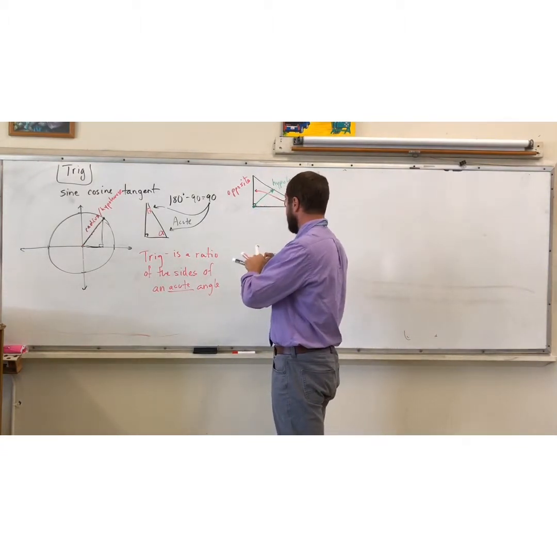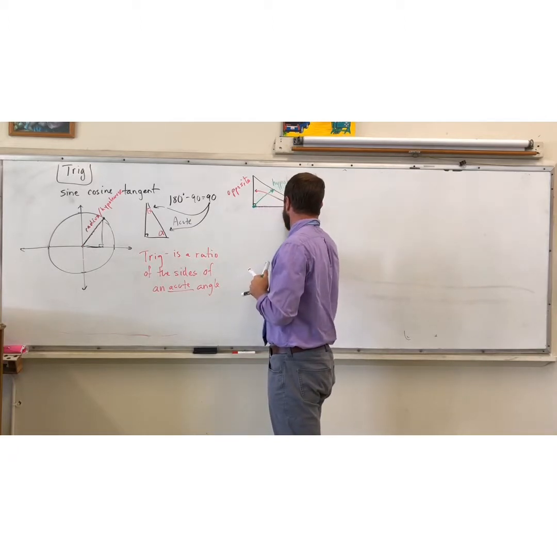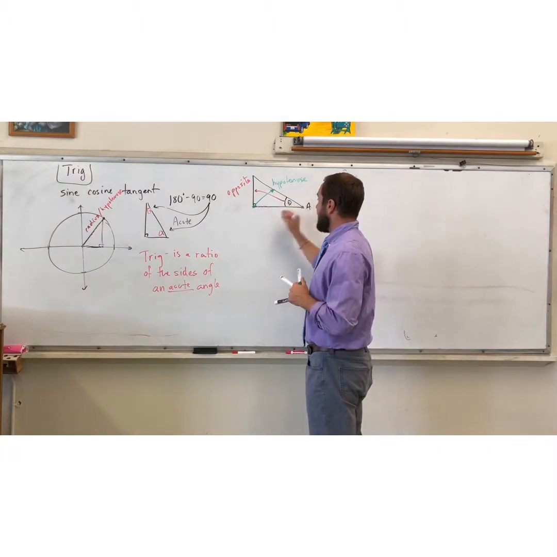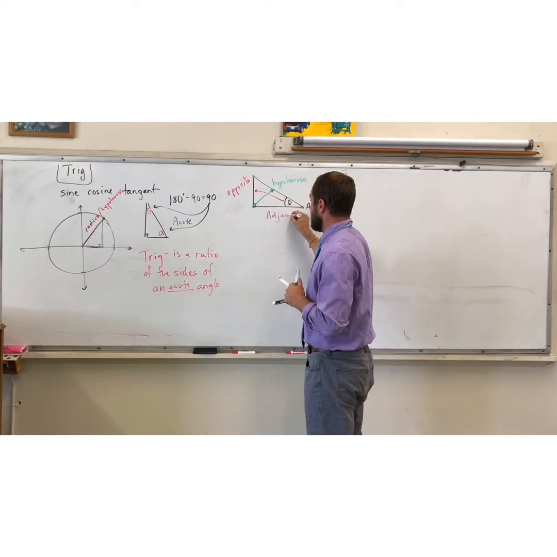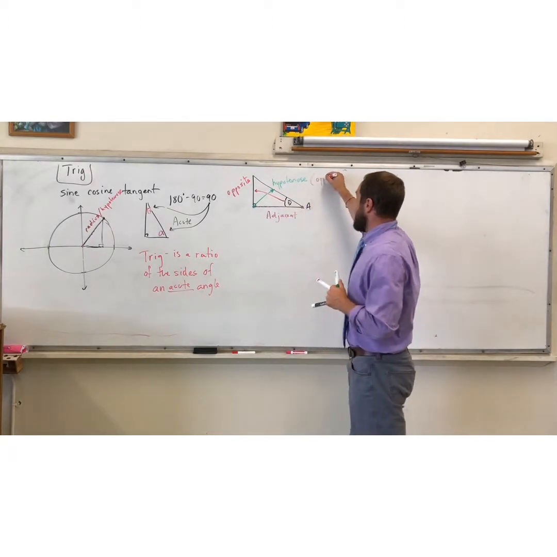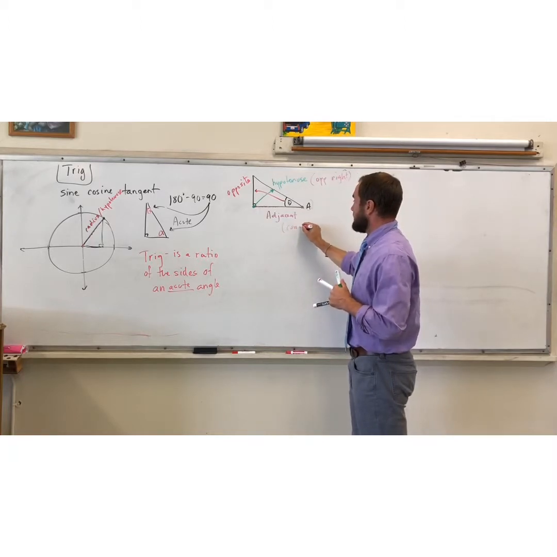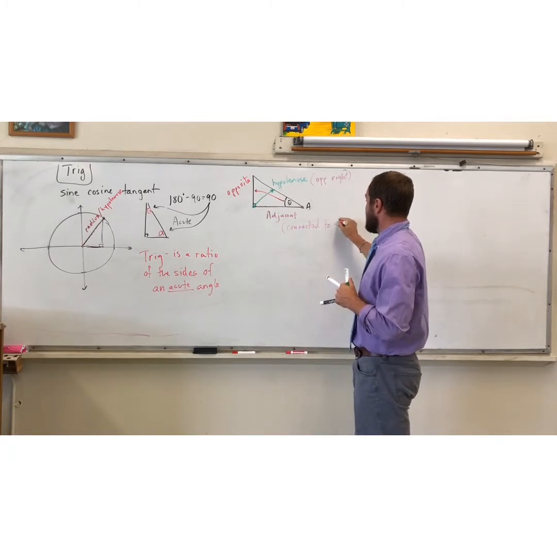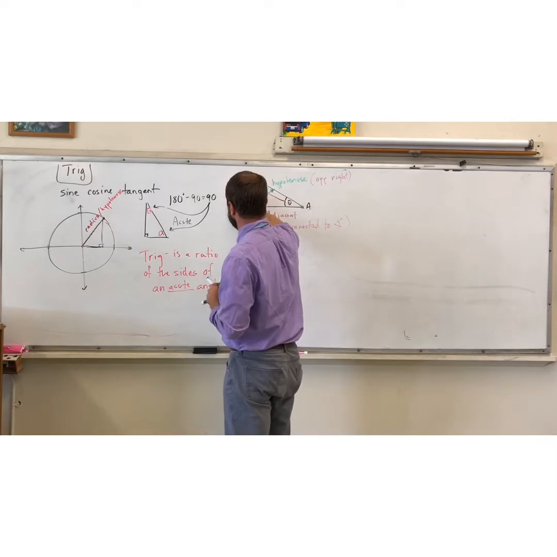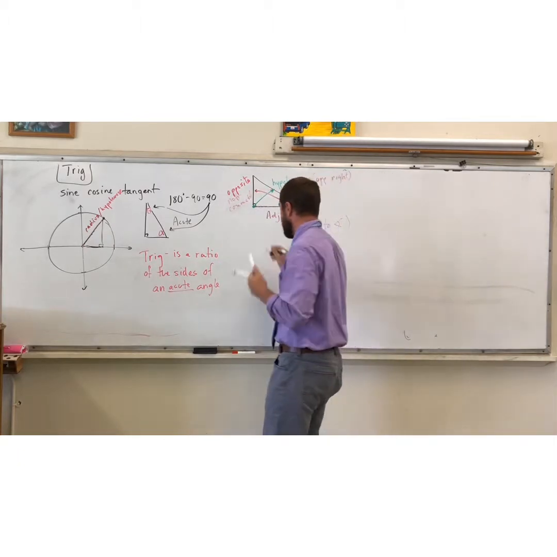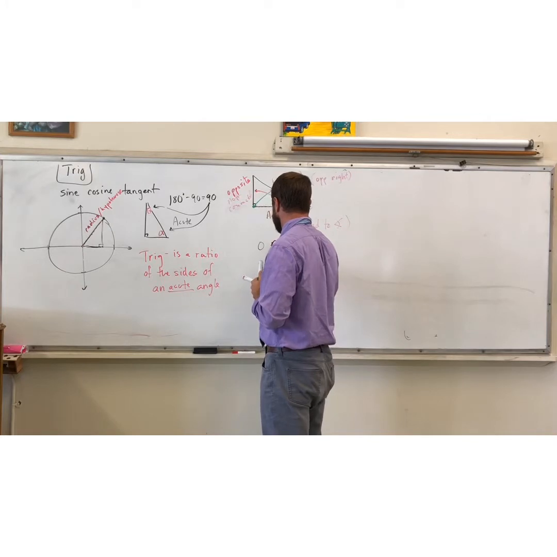You also have a side here. Let's use a different color. We have a pink side here, which is connected to this angle, but not the hypotenuse, and we're going to call that adjacent. So you have the hypotenuse, which is opposite the right angle. You have the adjacent, which is connected to the angle. And you have the side that's not connected to the angle. And that's how you know your three pieces here: opposite, adjacent, and hypotenuse.